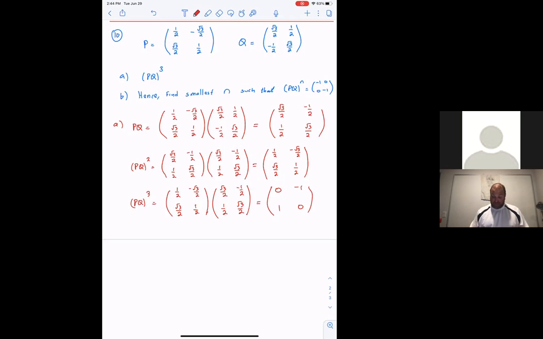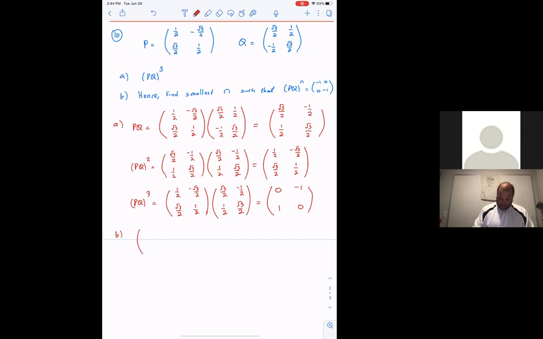Which, again, you'll hopefully notice is a rotation of 90 degrees. Cosine 90 is 0, negative sine of 90 is negative 1, sine of 90 is 1, cosine of 90 is 0. For part B, it says, hence, find the smallest value of n such that PQ to the n equals negative 1, 0, 0, negative 1.